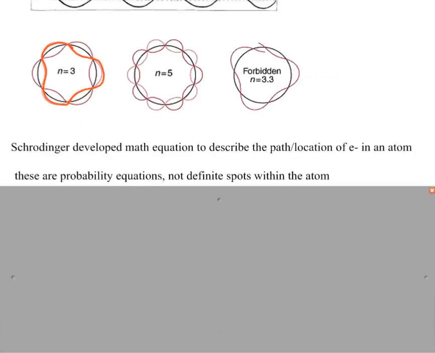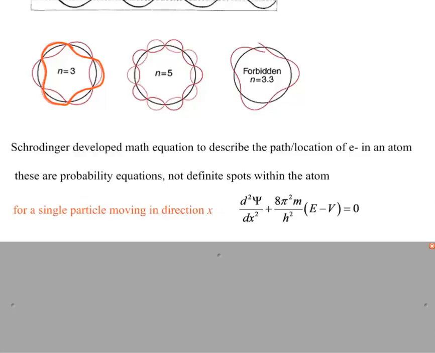Okay, Schrödinger developed math equations to describe the path of the electron, the probability of finding the electron in a particular path or location. They're not definite spots within the atom, they are probability regions. So for Schrödinger's equation for a single particle, that'd be an electron, moving in direction x, we have an equation very much simplified that looks like this.